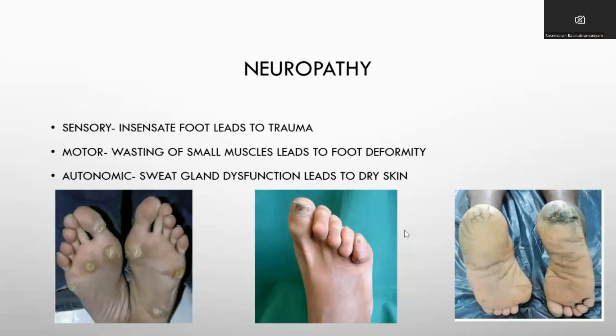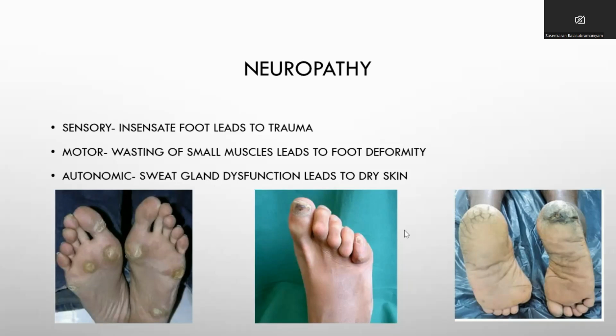Then the motor neuropathy. The small muscles get affected, and they develop clawing of the toes. See the second photo, which shows the clawing. Because of that, their pressure points vary, and the pressure difference favors the formation of callosities, which can again be a trigger point for an infection.